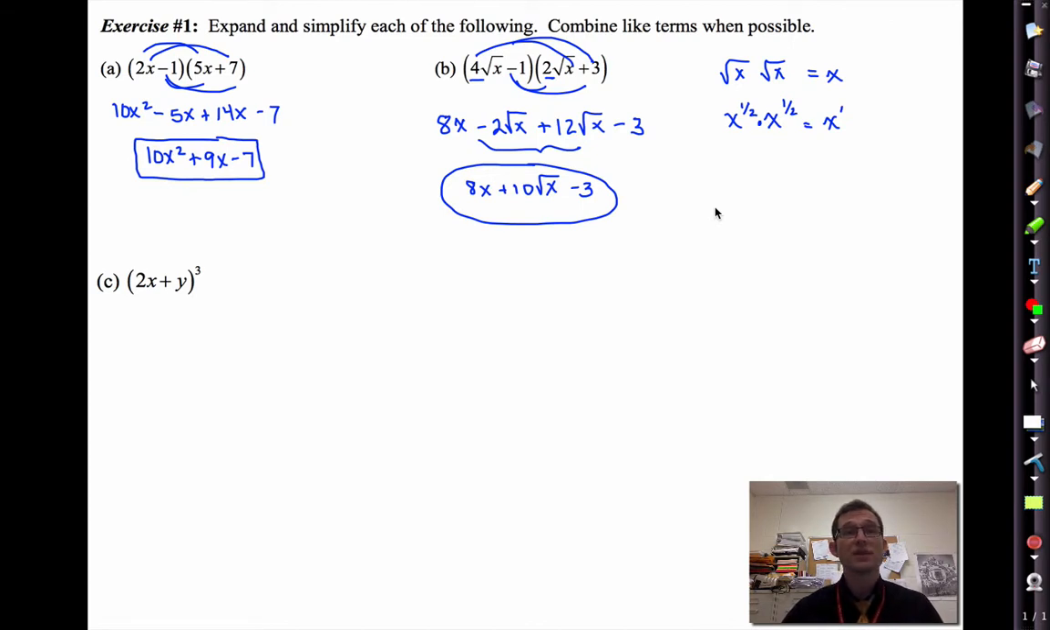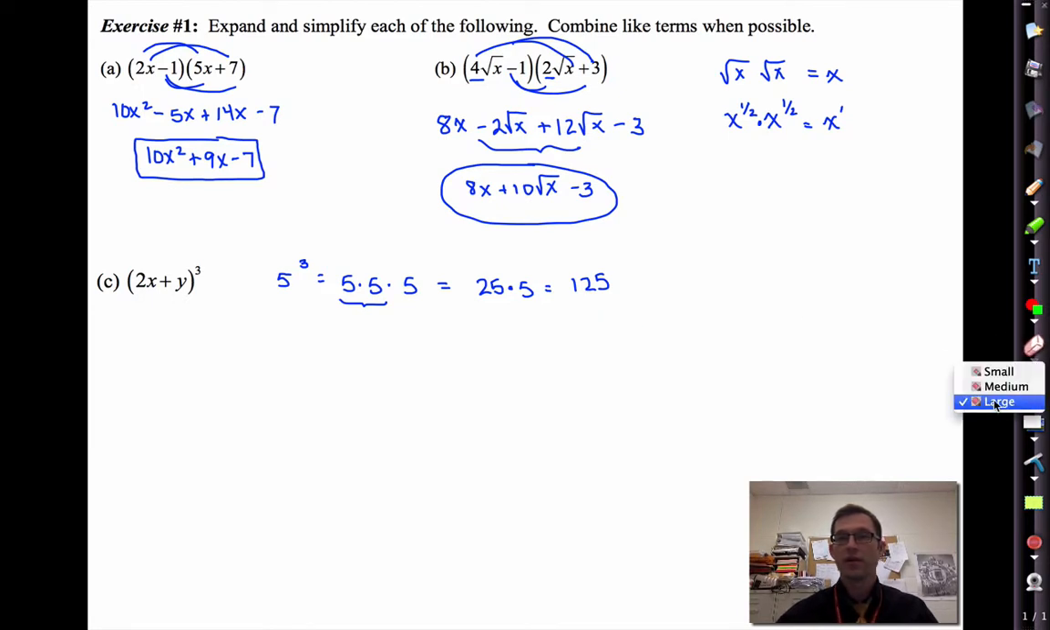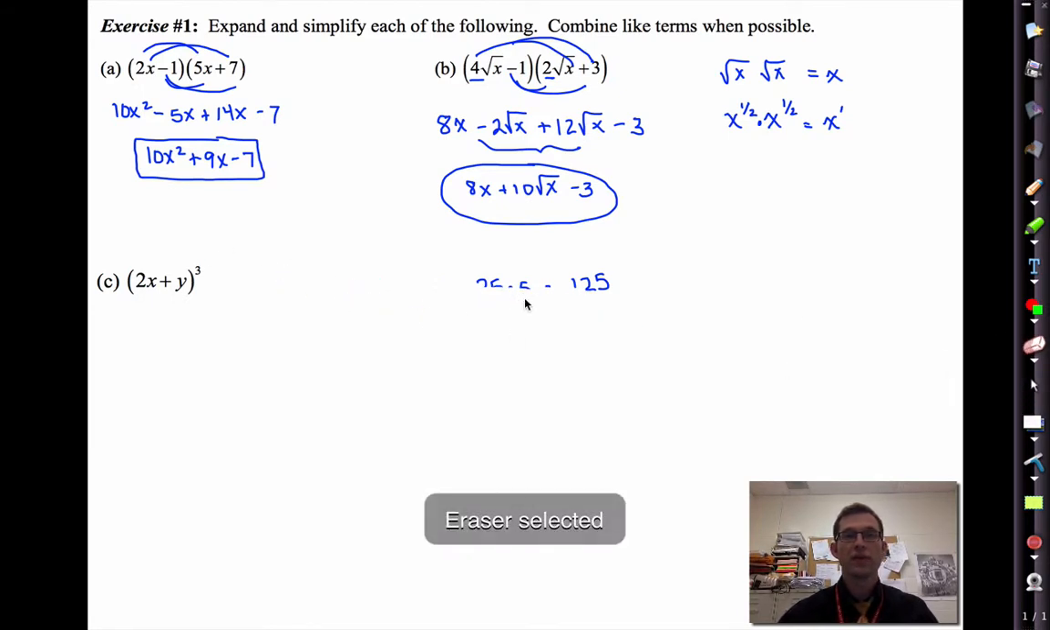Now, letter C, though, is significantly more challenging, and one that I doubt many students can do in their head, although some might. Now, the key to doing letter C is the key always when we cube something. If I have 5 cubed, or 5 times 5 times 5, well, then what I'm going to do is multiply 2 of those 5s to begin with and get 25, and then I'm going to multiply by 5 again to get 125. Of course, that's not really the problem here. The problem here is cubing a much more complicated expression. But still, at its essence, we've got the same idea.